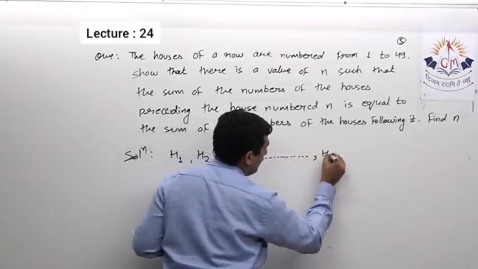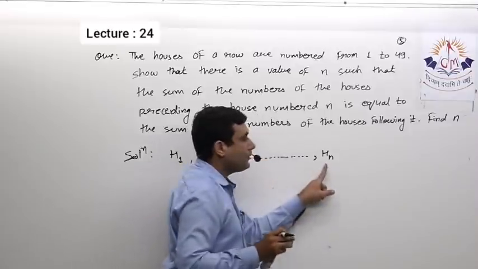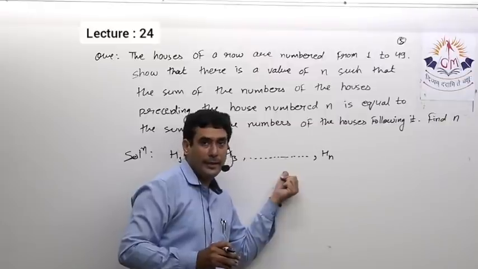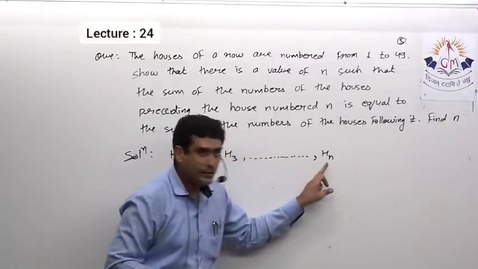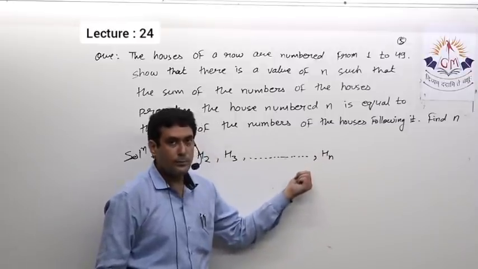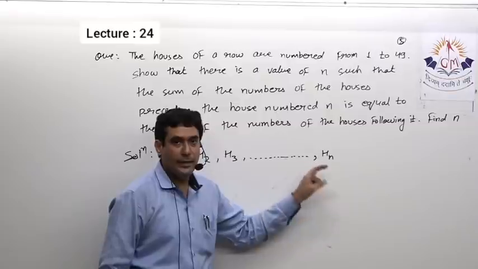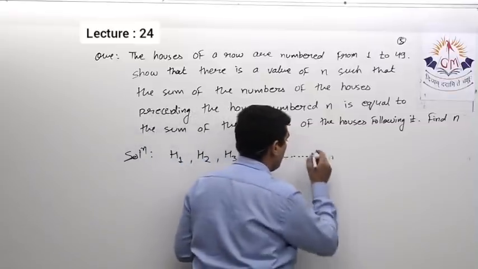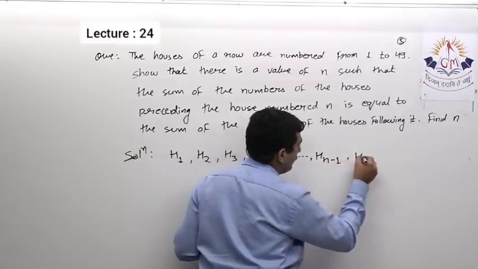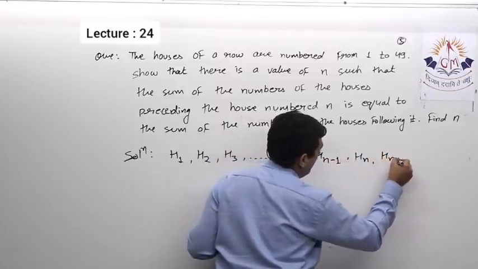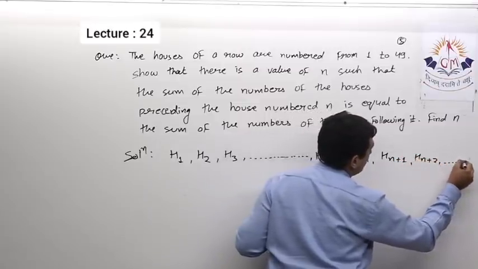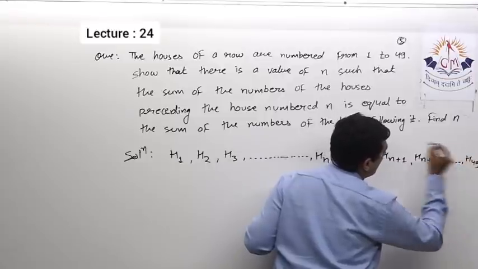Okay, here house number n. Now as this is house number n, definitely the house just before this will be house number n minus 1. Okay, if I consider the number of this house is n, then the number of the house just preceding this will be n minus 1. So here I am taking n minus 1, then house number n, then house number n plus 1, then house number n plus 2 up to house number 49.